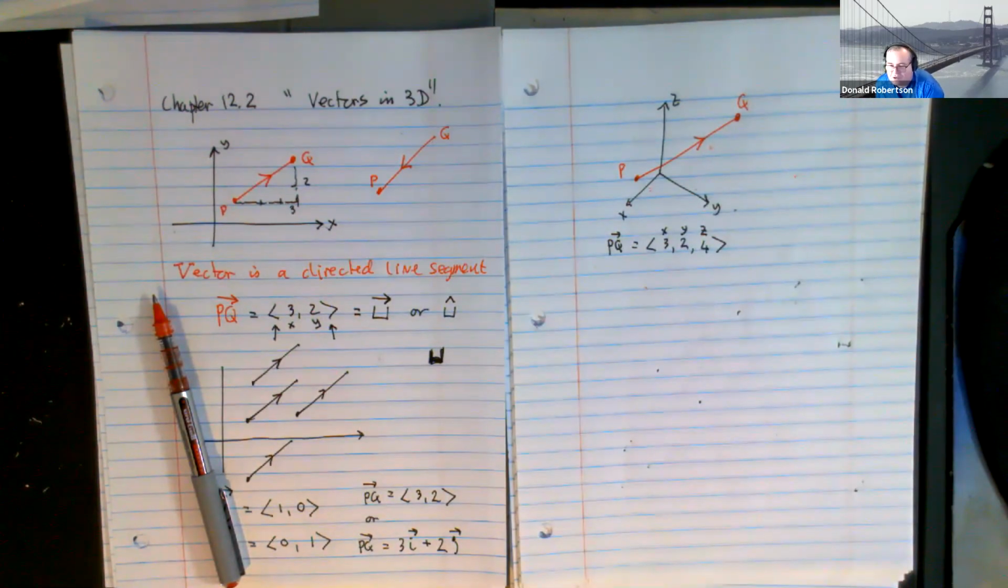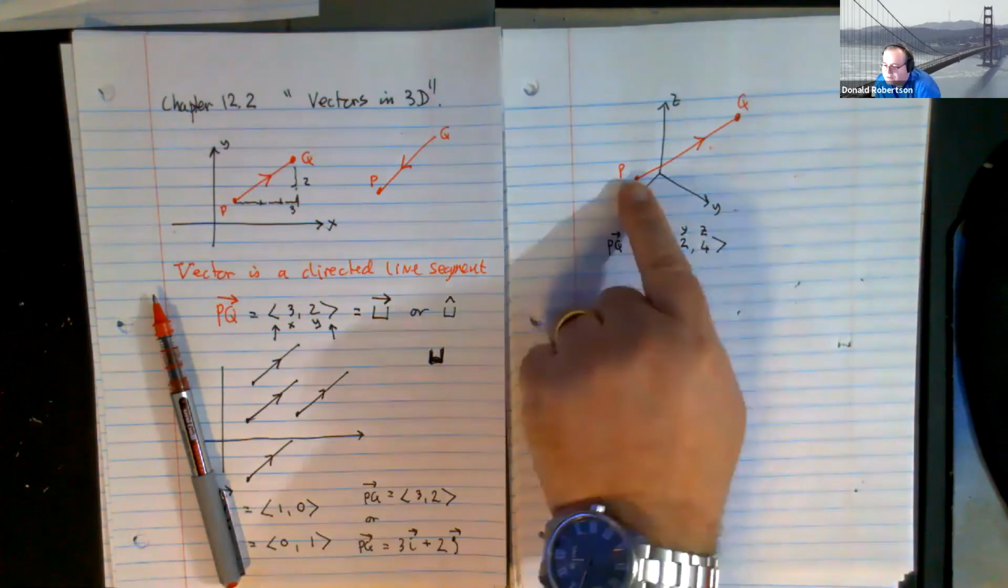So can you imagine starting anywhere in 3D space and going 3 in the direction of the x-axis, and then turning and going 2 in the direction of the y-axis, and turning and then going upwards 4. Can you see from P, the start, to Q, your finish, would be this vector?